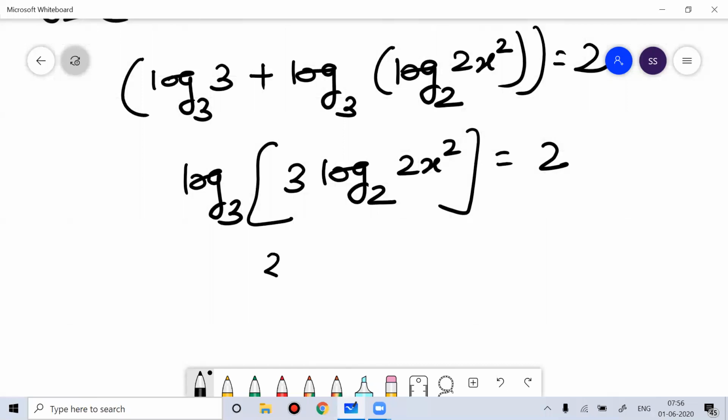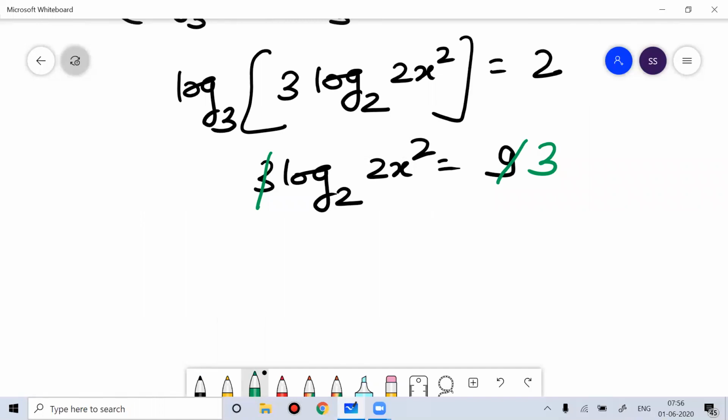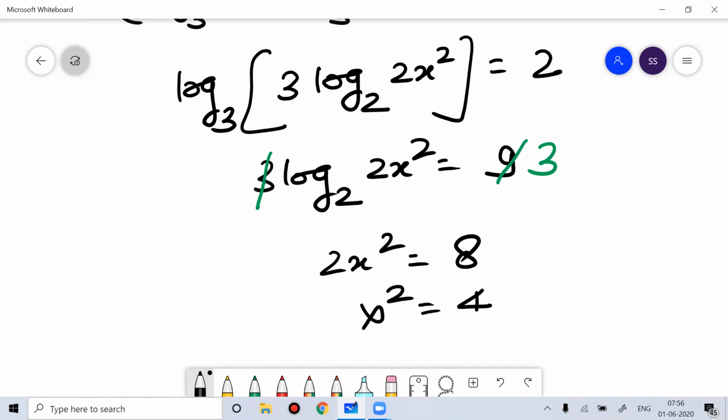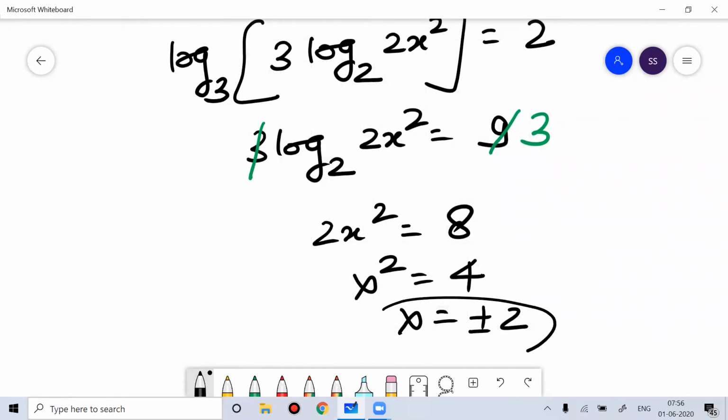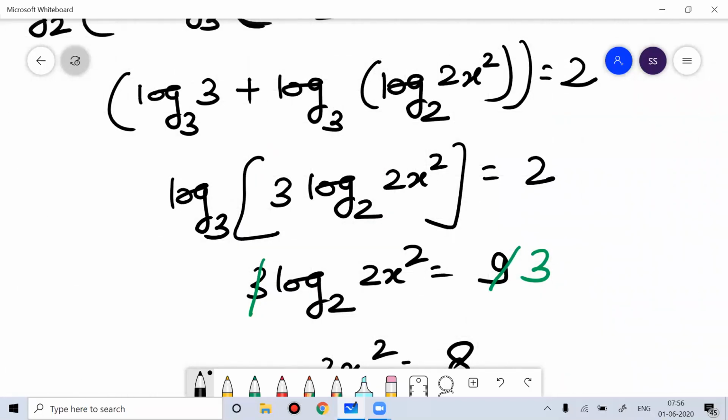So I can write 3 log base 2, 2x square is equal to 9. So this is equal to 3. So ultimately I can write 2x square is equal to 8. x square is equal to 4. The value of x is plus minus 2. So this value of x you will get. Just see that both plus minus is possible or not.